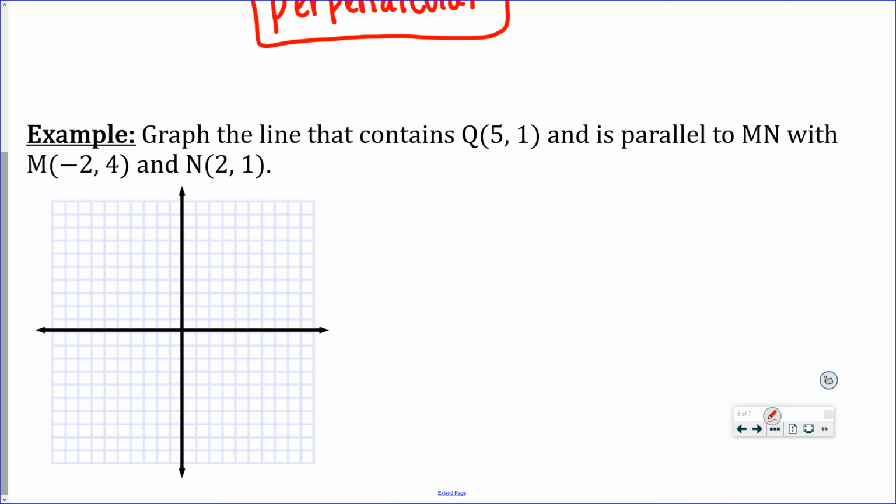Graph the line that contains point Q, which is located at 5, 1, and is parallel to MN with M located at negative 2, 4, and N located at 2, 1. All right, there's a couple ways you could tackle this. You can use your slope formula to figure out what the slope is here, but I personally, since I have to graph this anyways, I'm going to graph negative 2, 4. I'm going to graph MN.